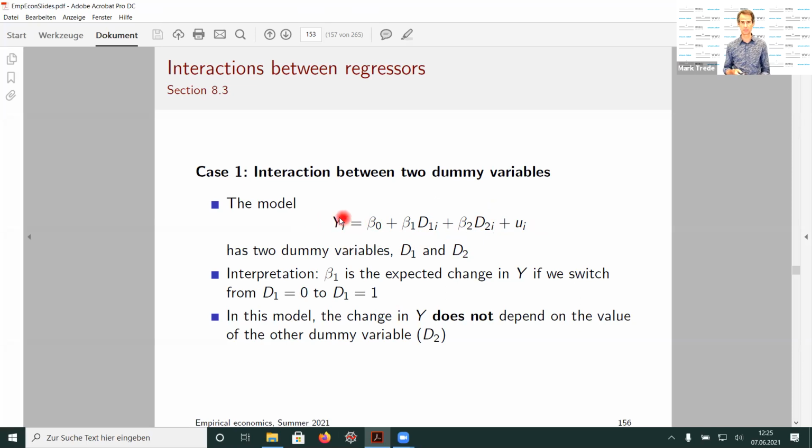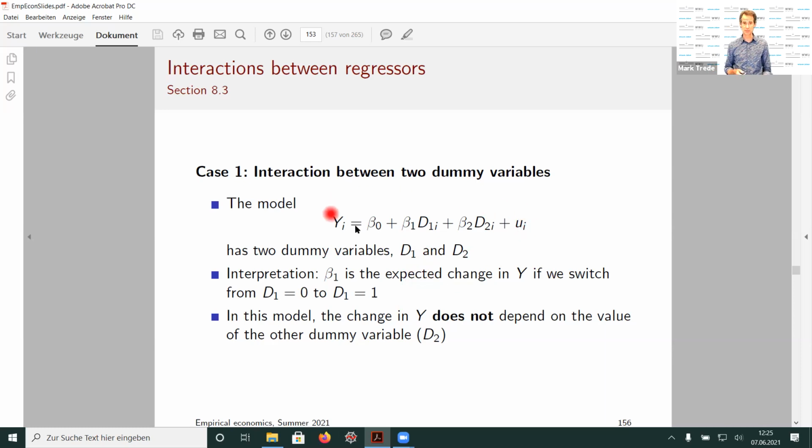So on the left-hand side, we have the endogenous variable, then we have the intercept beta 0, we have the first slope coefficient for D1, and the second slope coefficient for D2. So beta 1 is for D1, the first dummy, beta 2 is the slope coefficient for D2, the second dummy variable, and of course the error term. So instead of x1 and x2, as we normally denote them, we write these variables as D1 and D2 just to make it clear that these are dummy variables. So they only take on value 0 or 1.